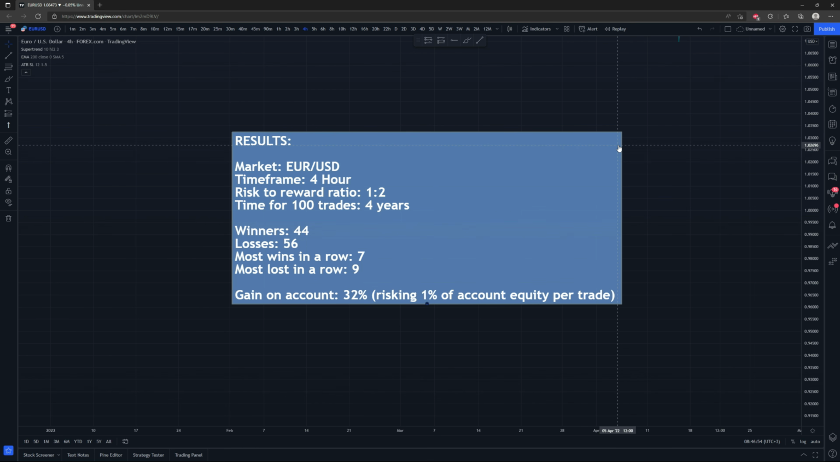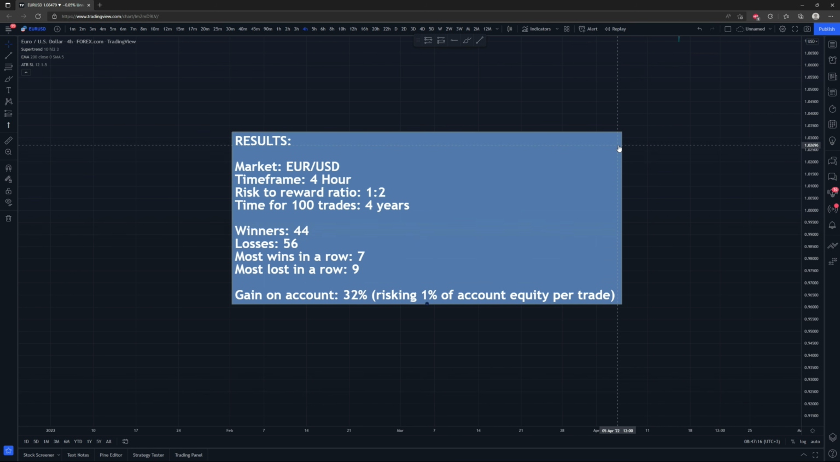All right, results are in after the 100 back-tested trades on euro against the US dollar, 4-hour time frame. The risk to reward ratio was 1 to 2. The time for 100 trades was 4 years, which is pretty standard for a 4-hour time frame strategy. And there were 44 winners and 56 losses, giving it a 44% win rate.